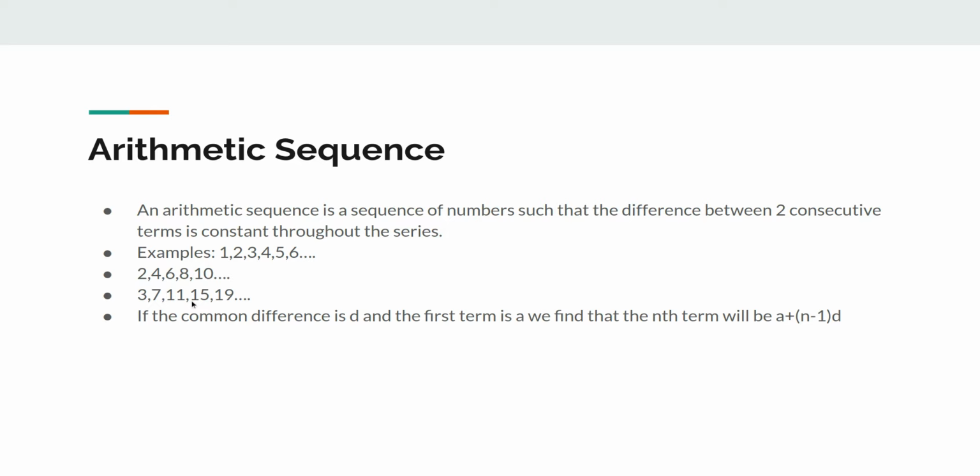So the common difference is d. By the common difference, I mean the difference between two consecutive terms. And the first term is a. The nth term will be a plus n minus 1 times d. Do you guys get that?